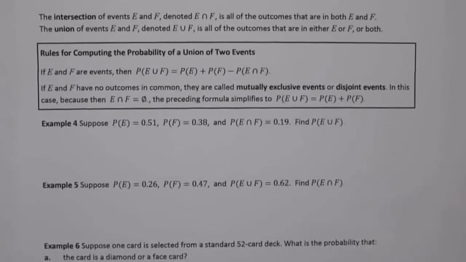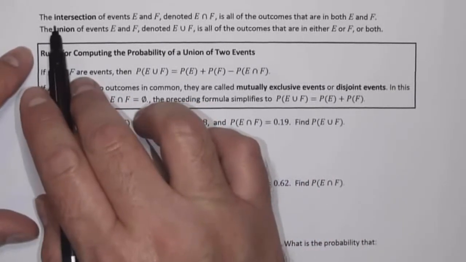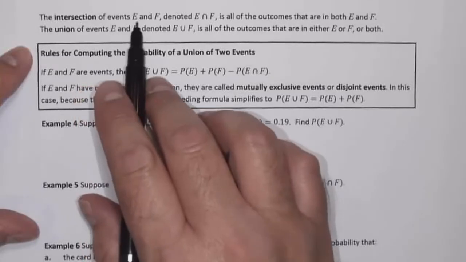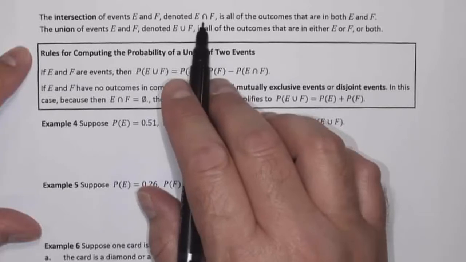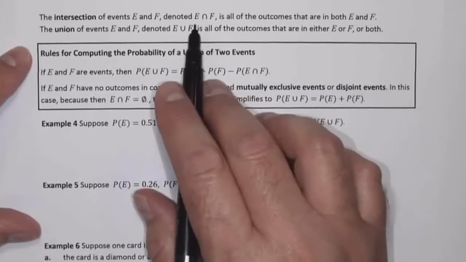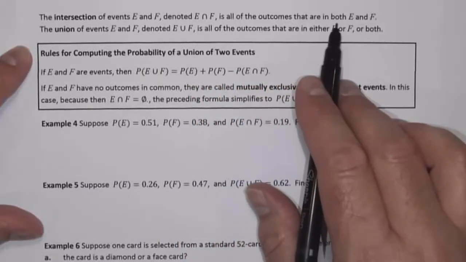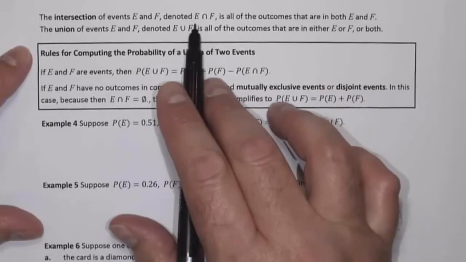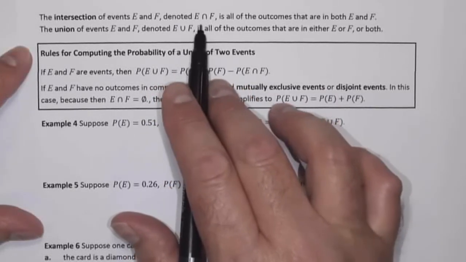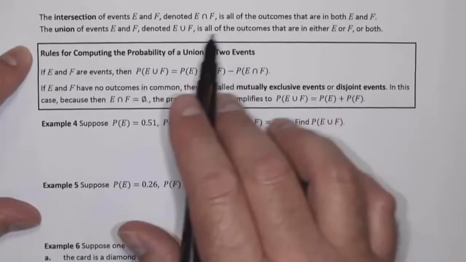In this video, we're going to look at finding the probability of a union of two sets. So we have some definitions to start with. First, the intersection of events E and F, denoted by E intersect F. We've seen this notation earlier in the semester when we were working with sets. It is all of the outcomes that are in both E and F. So the intersection of events E and F will be the outcomes that E and F both have in common.